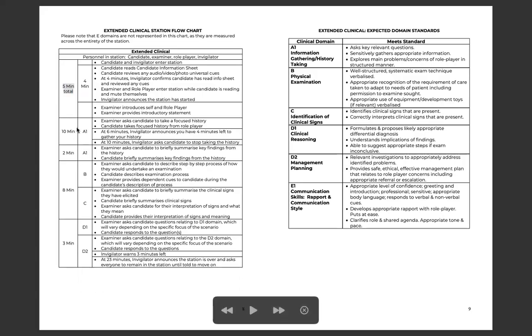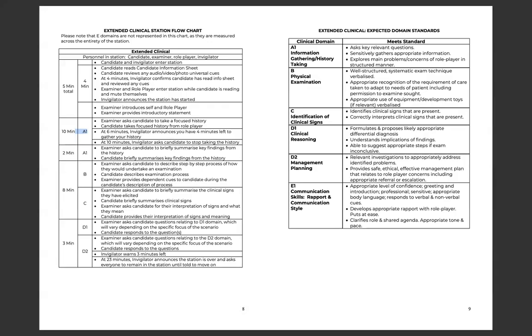This is in the first 5 minutes. As soon as they say that the station has started, for the 10 minutes, you will be given the time, 10 minutes for history taking. So examiner asks candidates to take focused history. Candidate takes focused history from the role player.